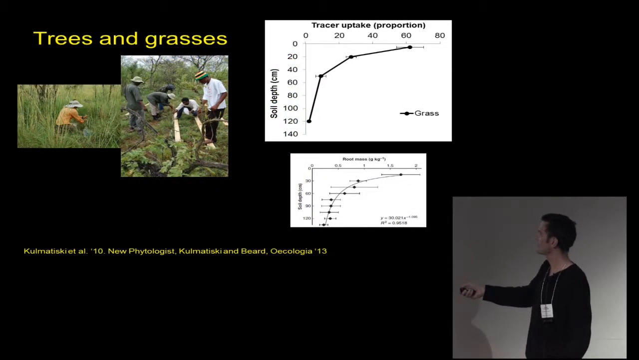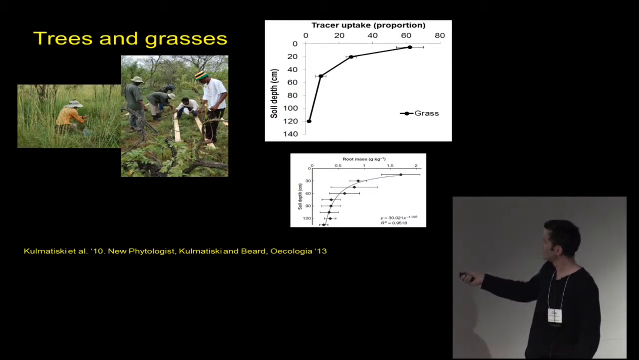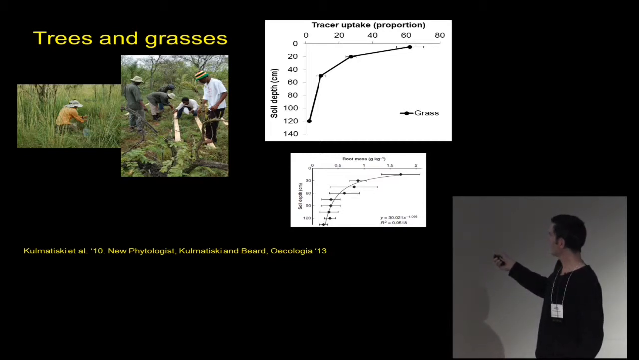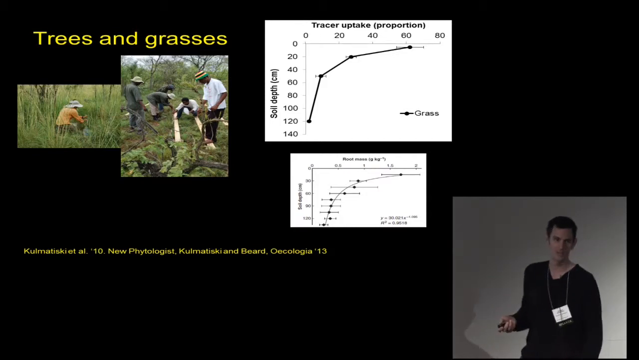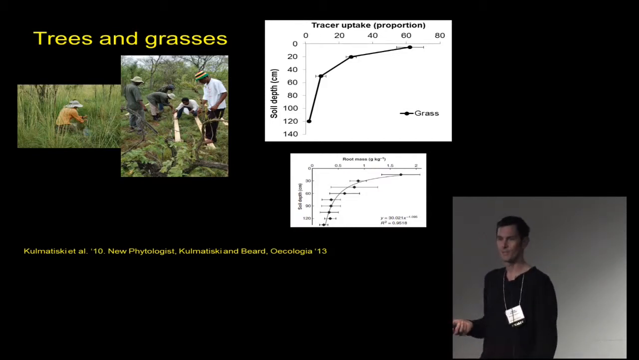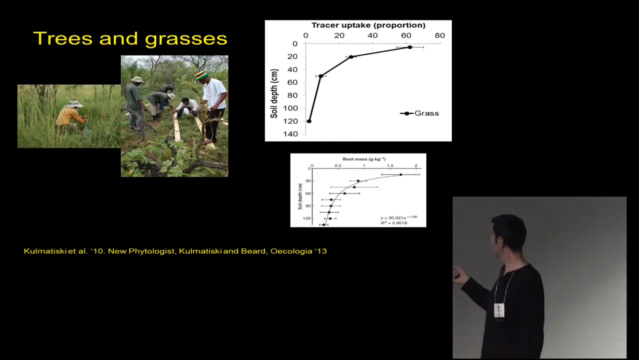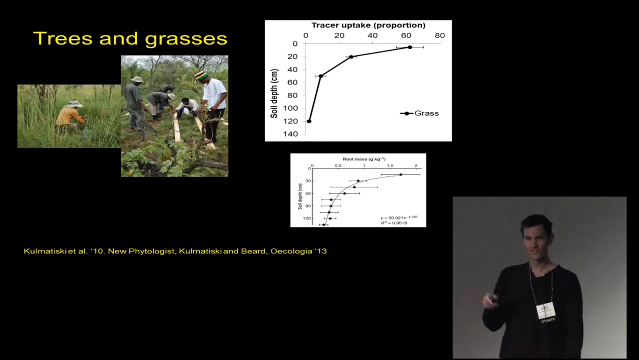This isn't a semi-arid system. This data is from a site with 750 mils of precip. It's this woodland savanna system. Grasses really rely on this shallow water with less and less water uptake. They do get some water down below a meter, but not very much. And this is a pattern that we see year to year in a wide range of sites.